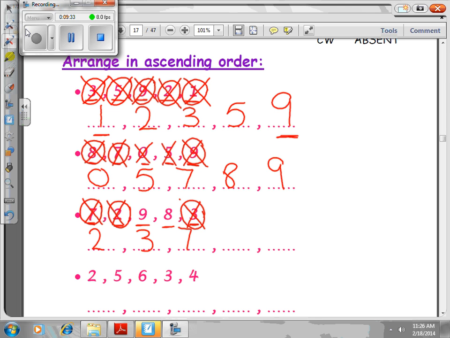We have now 9 and 8. Which is smaller, 9 or 8? Yes, 8 is smaller than 9. So I will write down 8 and cross 8. What's the number left here? It's number 9, which is the biggest number. So I'll write down 9 and cross 9.